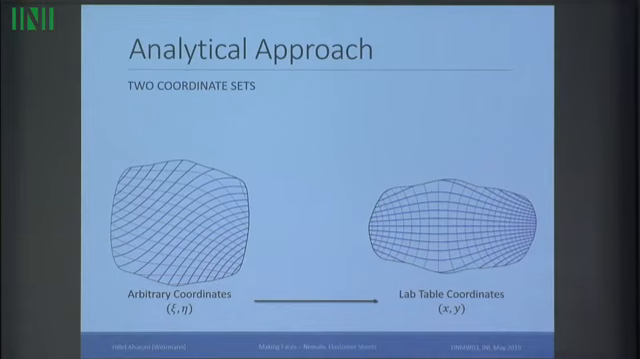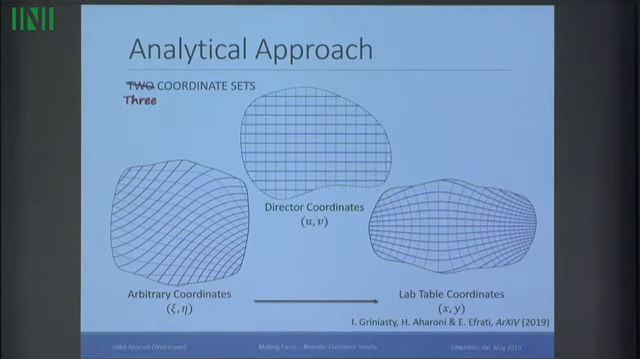Now, the analytical approach is based on using a third coordinate system, which, not surprisingly, is exactly the coordinate system given by those integral lines. So it is the coordinate system in which this grid is just a square grid. Okay? So this new coordinate system is just everywhere parallel and perpendicular to the director field.